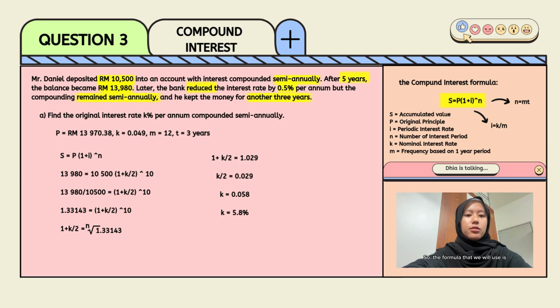So the formula that we will use is S equals P(1 + i)^n. Next step, we're going to take the 10th root. Therefore, i equals the 10th root of 13,980 divided by 10,500, minus 1. The interest rate per period is then multiplied by 2 to obtain the annual interest rate. Last one, the original interest rate is 5.81% per annum compounded semi-annually.